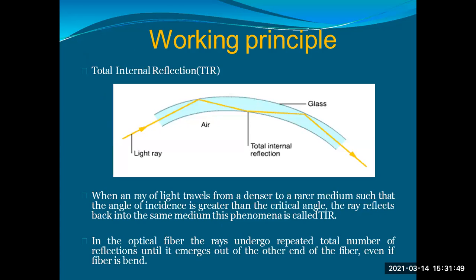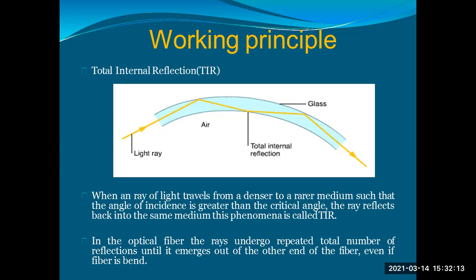You can see that when a ray of light is traveling from a denser to a rarer medium, the angle of incidence should be greater than the critical angle. So what is the meaning of critical angle here? The angle of incidence for which the angle of refraction is 90 degrees is called the critical angle. So the ray reflects back into the same medium, and this phenomenon is called total internal reflection, right?